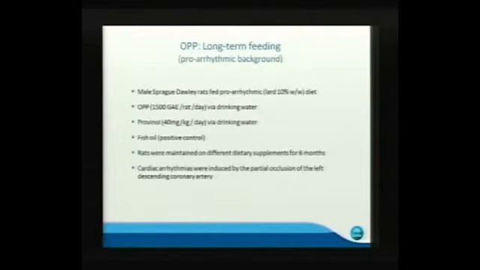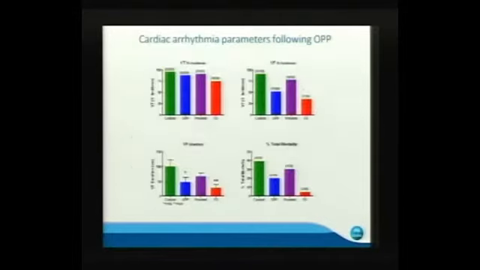So we fed a pro-arrhythmic diet. We put OPP at 1500, gallic acid in drinking water, and another, provenol, which is a red wine extract compound commercially available, and we did fish oil and we looked at that.